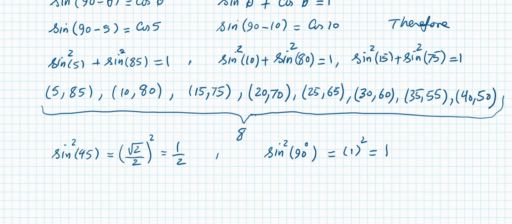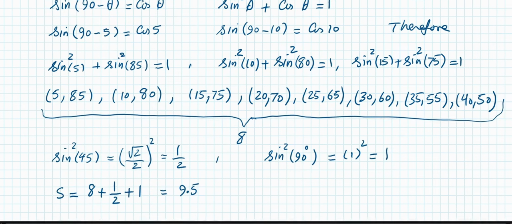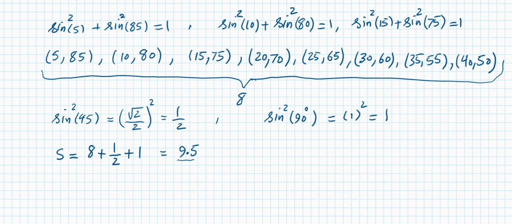So this summation would be equal to 8 plus 1 over 2 plus 1. And that would be 9 and a half. So this summation S that we see here would result in 9 and a half.